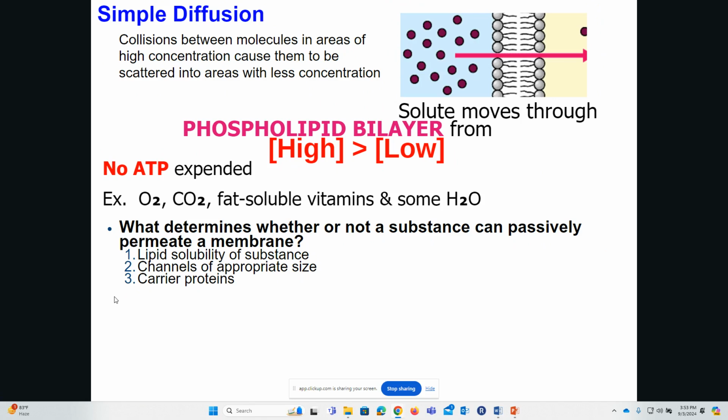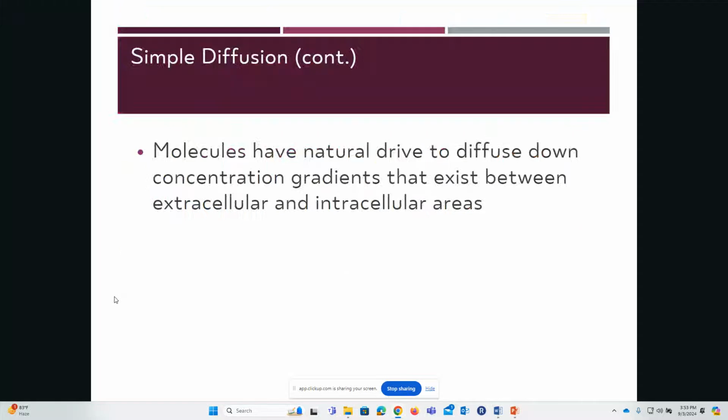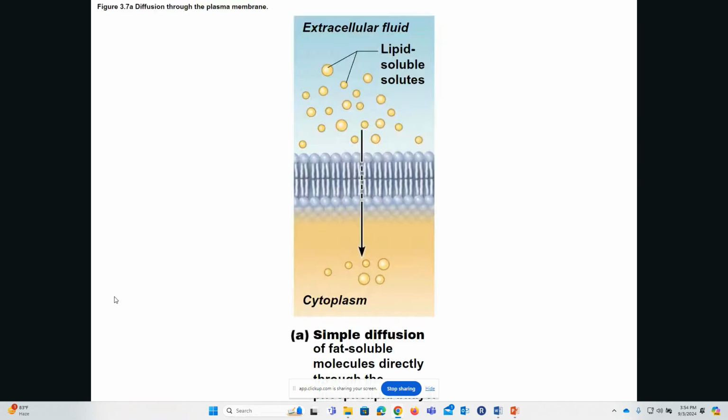Because lipid-like molecules easily do this, they oftentimes can perform simple diffusion. But if you needed a channel or carrier protein, we'd actually be looking at something much closer to facilitated diffusion. Another way to talk about diffusion, or a molecule moving from high to low concentration, is to say that it's moving down or diffusing down its concentration gradient from an extracellular to an intracellular area. So here's another example of that.